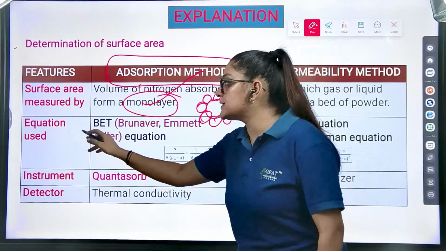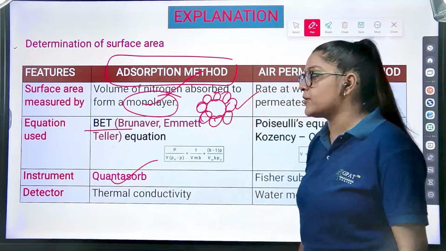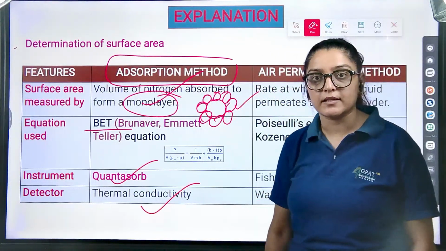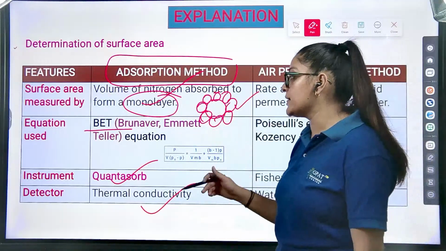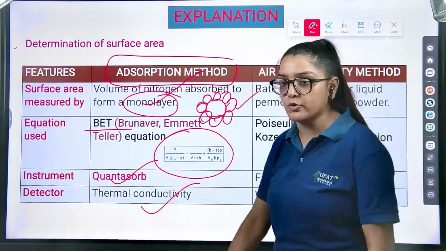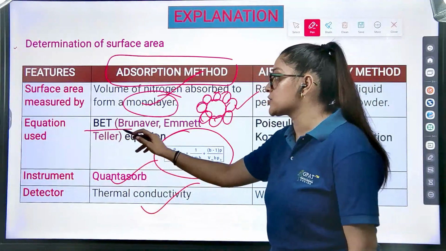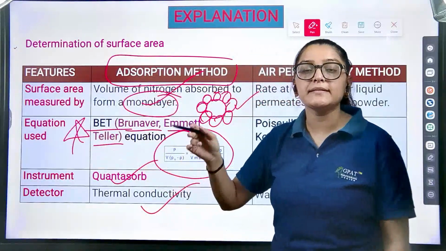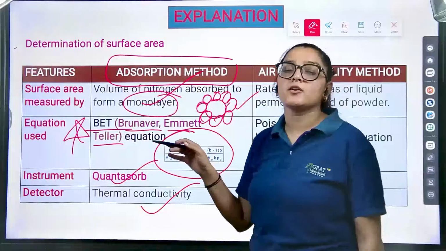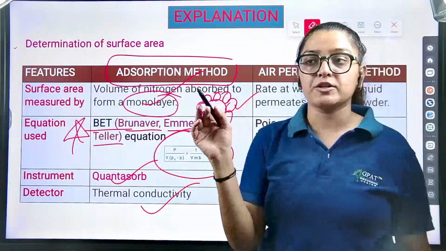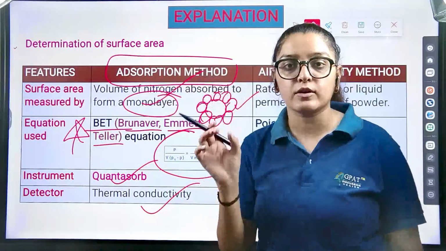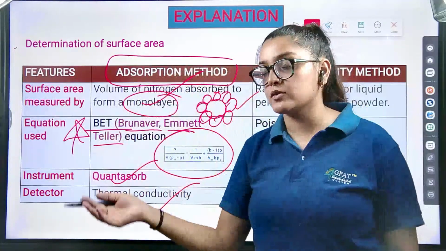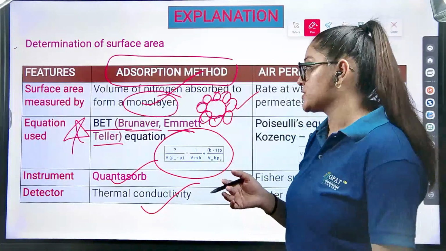So using this, the name of the instrument is QuantaSorb, and the detector will be a thermal conductivity detector. The data you get can be put into this equation, which is the BET equation, Brunauer, Emmett and Teller. Very important, Brunauer, Emmett, Teller. Very rarely is the question asked on the direct equation. You can get the name of the equation, and you have to find out the expression of the equation, right?